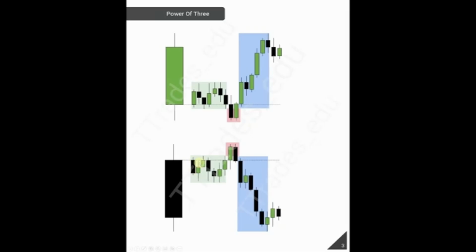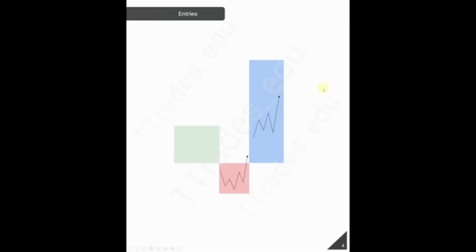Similarly, down here, price is consolidating, any early shorts get stopped out, any breakout buyers enter the market, then price reverses and distributes lower. So how and when do I look for entries using the power of 3? Well, there are two ways I look for entries here.